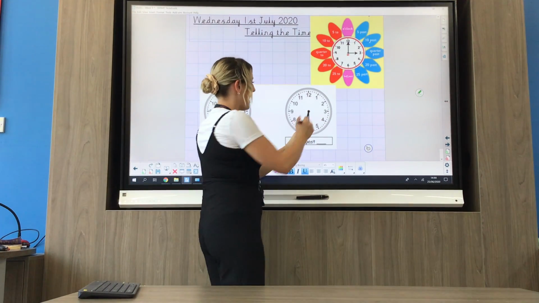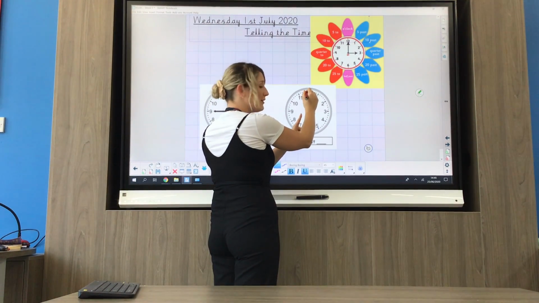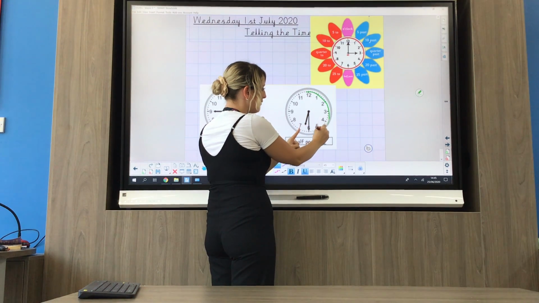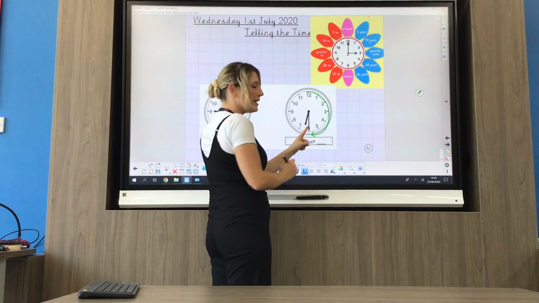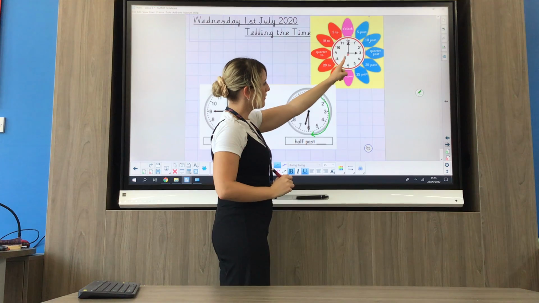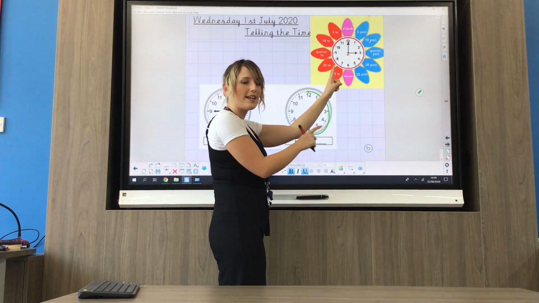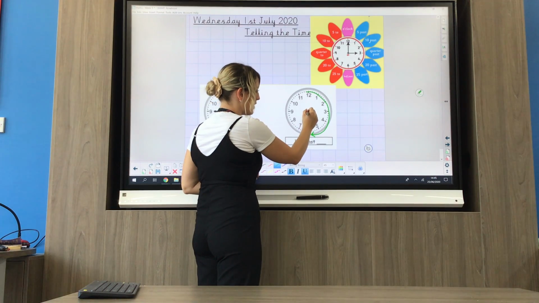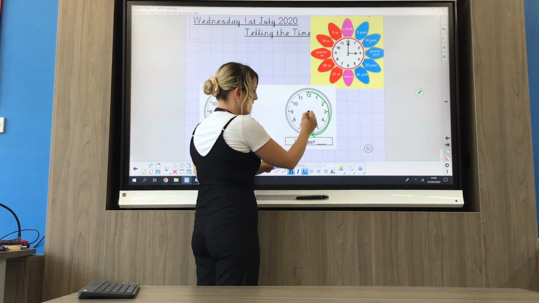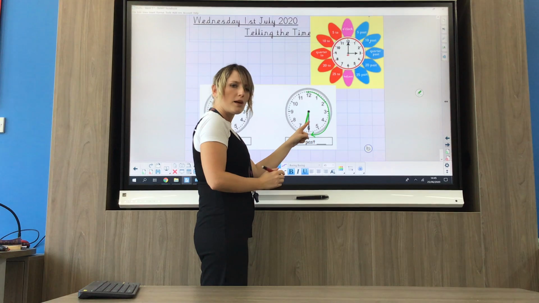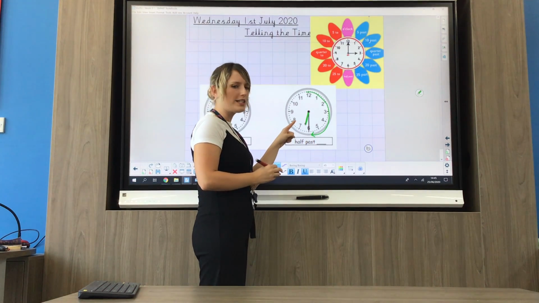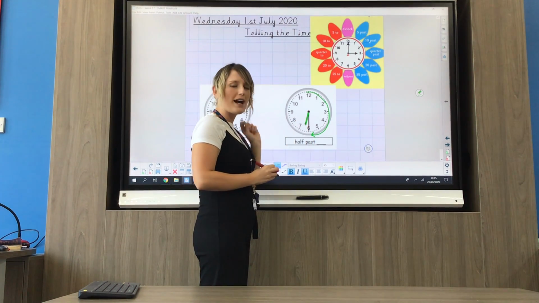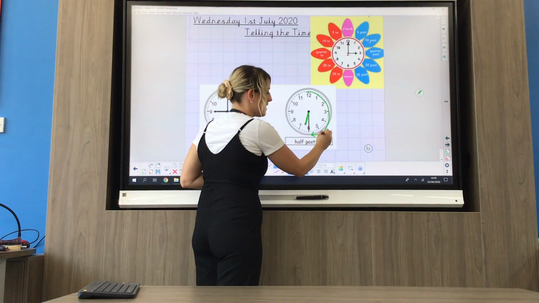Again, my hand has travelled from the 12 at o'clock and it's gone halfway around the clock and it's pointing at the 6. And we know if it's pointing at the 6 and it's halfway, it's half past. My short hour hand here is past the 6, but not quite at the 7. So it's not 7 o'clock yet, but we've gone past 6, so it's half past 6.